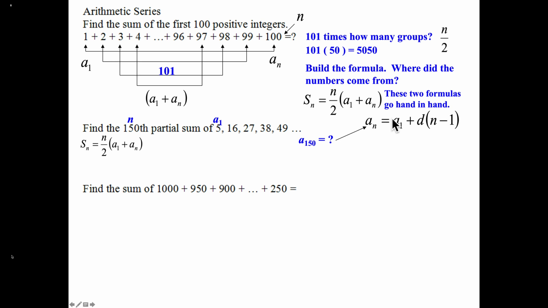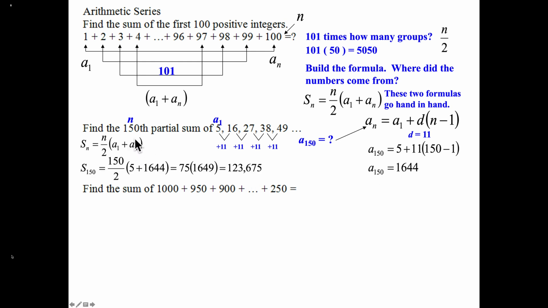is going to equal the first term 5 plus, okay, now we need to find the d. So 16 minus 5, positive 11. 27 minus 16, positive 11. 38 minus 27, positive 11. 49 minus 38, positive 11. Your d is 11. I have everything. So a sub 150 is equal to 5, the first term, plus the 11 times the 150, that's your n, minus 1. Go to the calculator, crunch the numbers, it's 1,644.